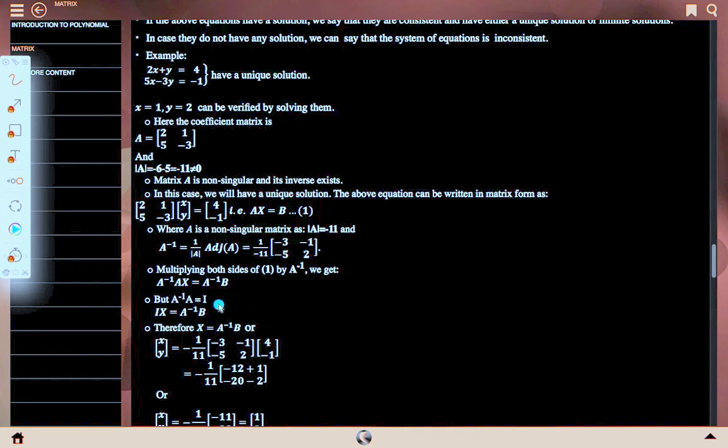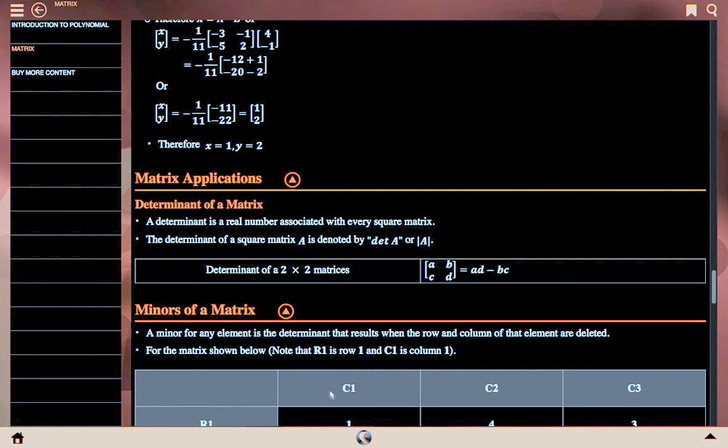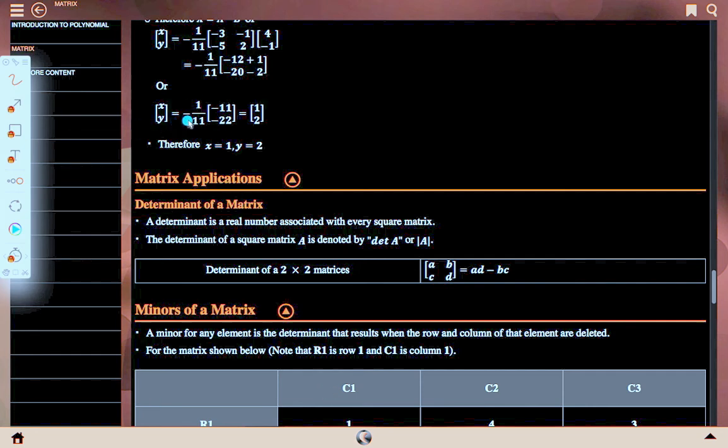Put A inverse A equal I. IX equal A inverse B. Therefore, X equal A inverse B. XY equal 1 upon 11, minus 1 upon 11 in bracket comes here minus 3, minus 1, minus 5, minus 2, whole into next bracket, 4, minus 1, equal to minus 1 upon 11 into minus 12 plus 1, minus 20, minus 2. XY is equal to minus 1 upon 11 into minus 11, minus 22, is equal to 1, 2. Therefore, x equal 1, y equal 2.